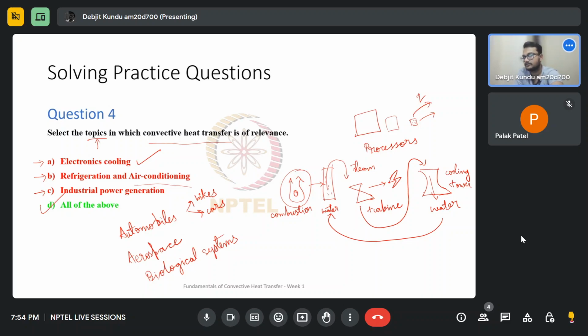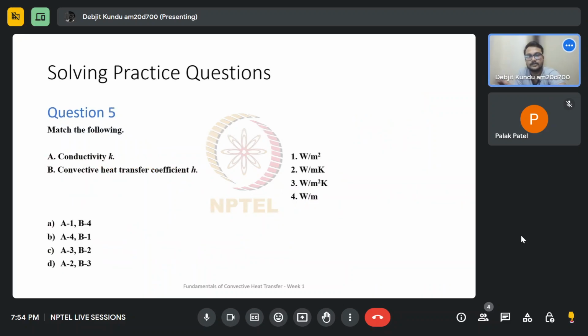Okay, so let's not spend any more time here. We will move on to question number 5 of today's session, which is asking us to match the following. On the left column we have conductivity K, and the convective heat transfer coefficient H, and on the right hand side we have four options of different units. So you have to match the physical quantity on the left hand side to its unit.